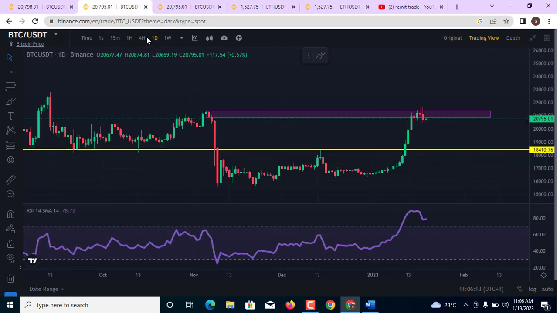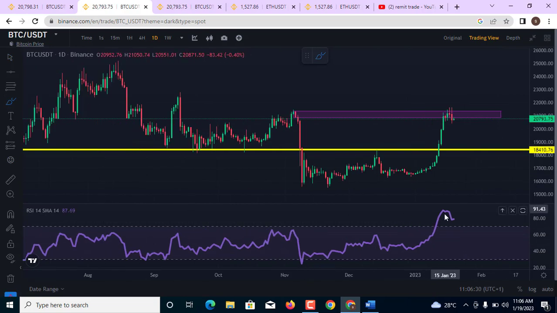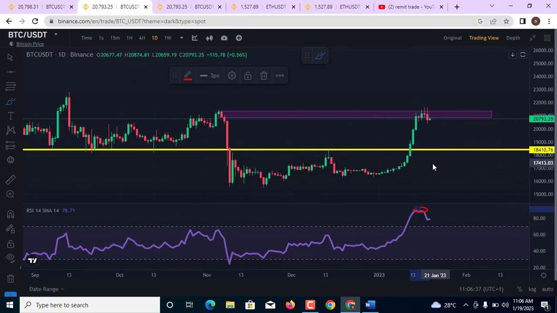And on the 1 day chart right here, we see this area of resistance playing out right now. And if you look at the RSI, we've seen the RSI enter into overbought condition right at this point. The market entered into overbought condition at this area. So expect the market to have some level of cool off to the downside before a move to the upside again.